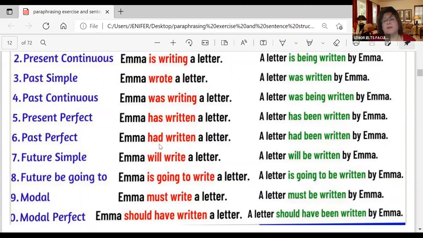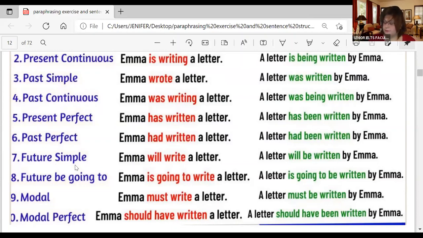Past perfect mein, Emma had written a letter. A letter had been written by whom? So by Emma. Over here, Emma is a subject and letter is an object. And this is a verb. Now over here, if you see, this is an object which comes first and subject goes at the end. This is how you're going to do it.